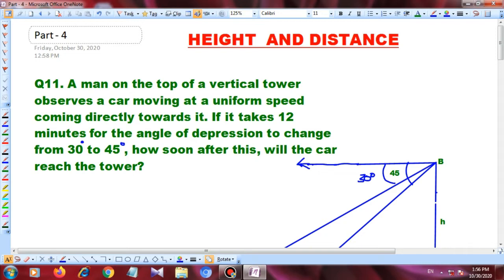The first question of this part is: a man on the top of a vertical tower observes a car moving at a uniform speed coming directly towards it. If it takes 12 minutes for the angle of depression to change from 30 to 45 degrees, how soon after this will the car reach the tower?